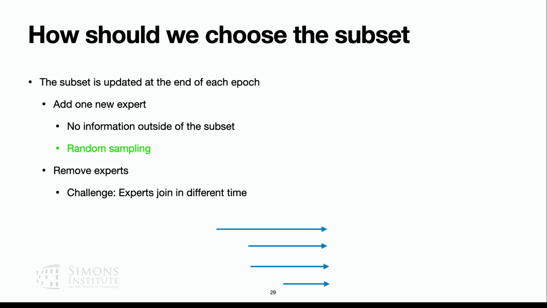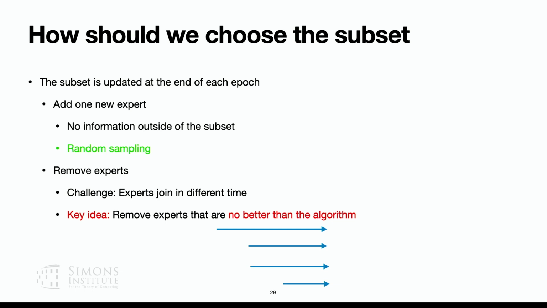But the challenge is that these experts join the subset at different times. Some of them are sampled in the first epoch, some in the third epoch, and so on. Now it's really hard to argue which expert is good, right? Probably some expert has a large loss, but it stays for longer. So it's not exactly clear how to choose this. But our key idea is that the benchmark is chosen to be the algorithm itself. So, key conceptual idea here.